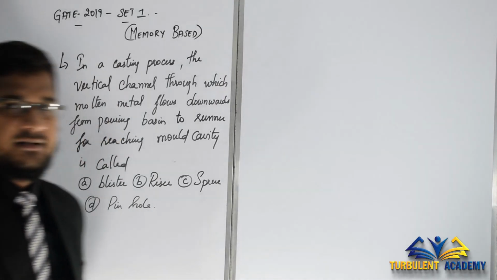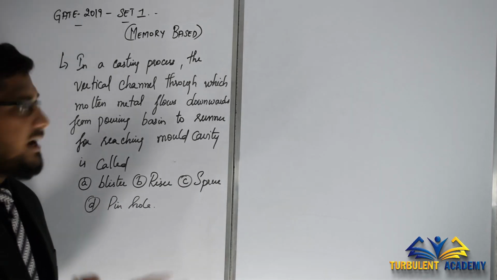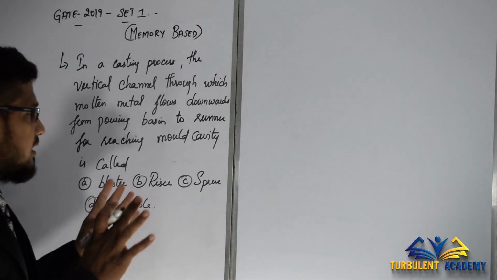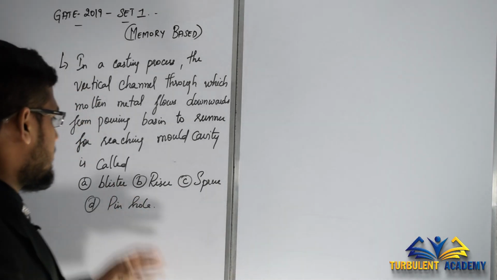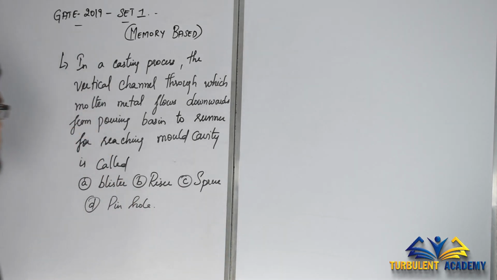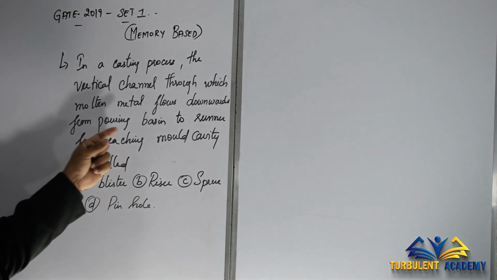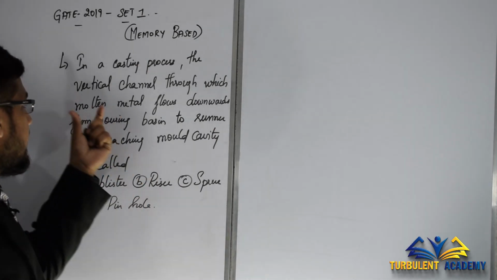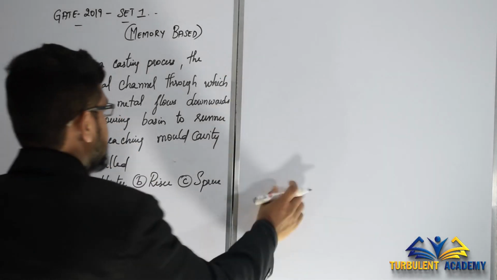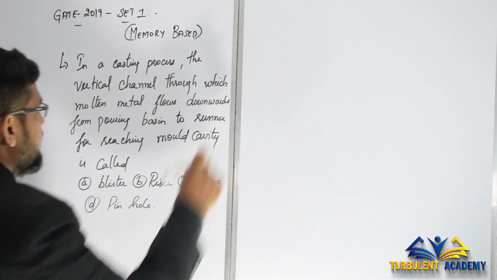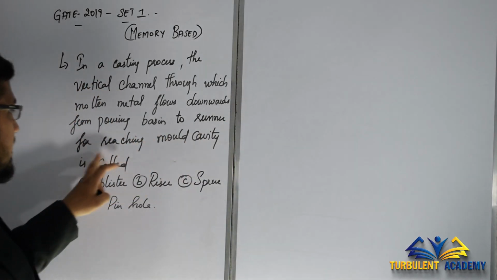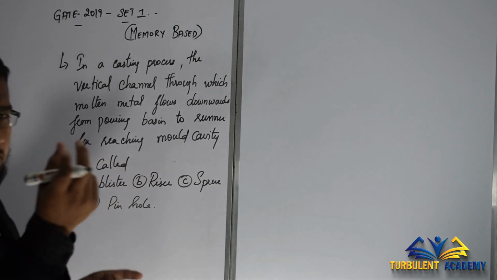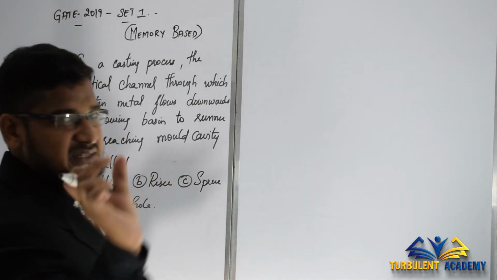And this time we'll be seeing one important question from manufacturing. Even this is easy if you know the cross section of the sand mold and all the casting design process. So they have asked, in a casting process, the vertical channel through which molten metal flows downwards from pouring basin to runner for reaching mold cavity is called. That particular component we call using some specific word.